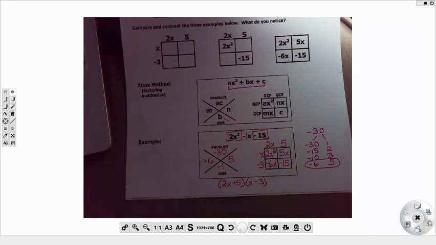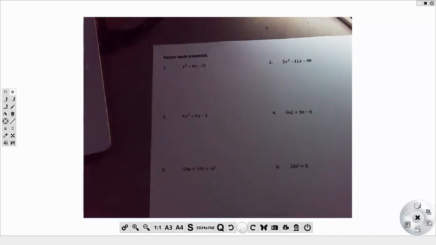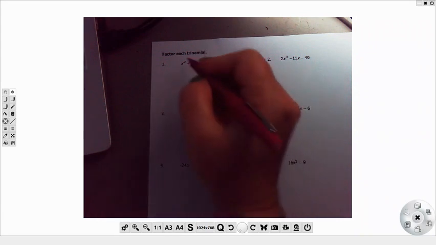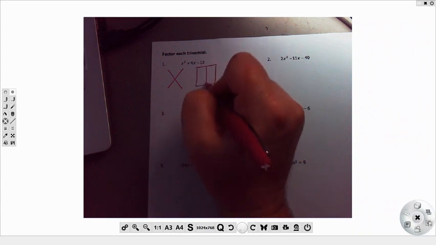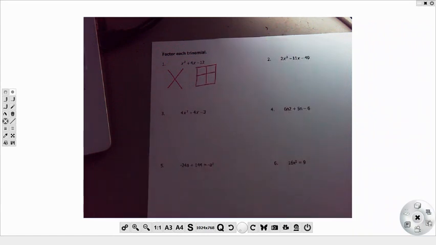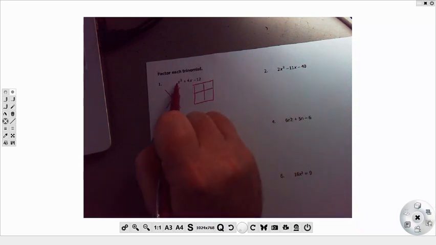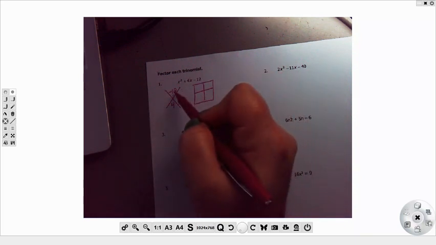Okay, let's try that some more. So let's go to the next one. All right, so we're given x squared plus 4x minus 12. Again, we're going to do the X-box. Our box is always going to be a 2 by 2. It's never going to be anything else. So let's multiply. A times C, so that would be negative 12. B is our bottom.